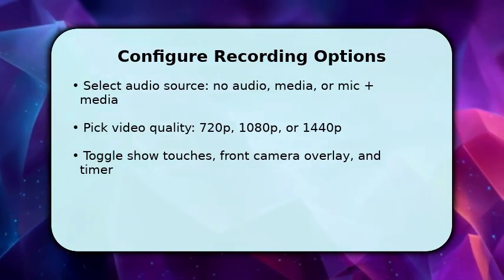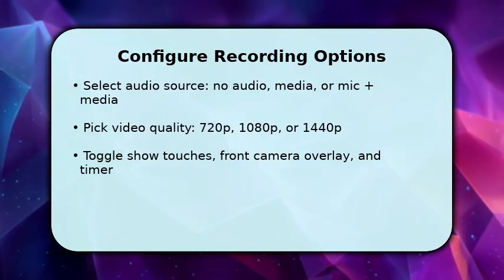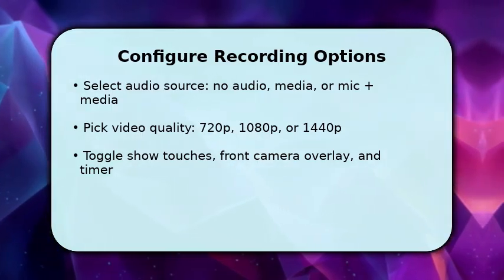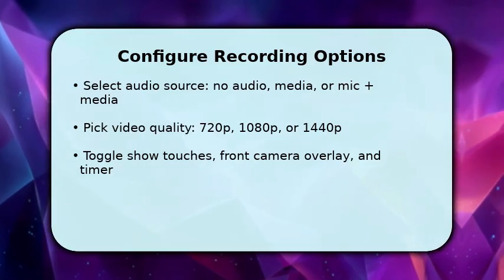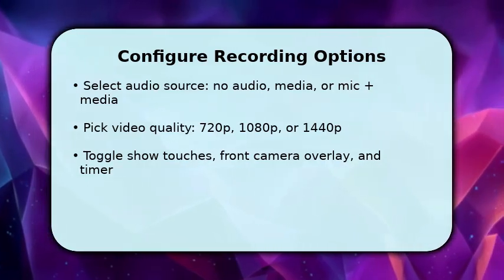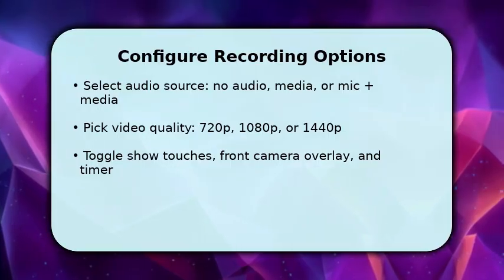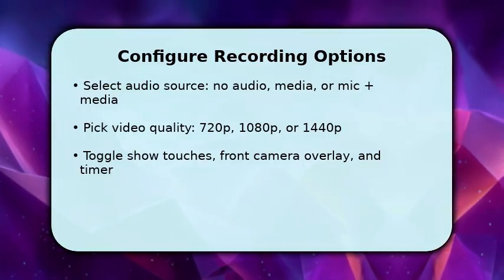Tap the settings icon in the recorder pop-up and choose audio. Select mic for narration or media for system sound. Choose both if you need them. Next, pick resolution and frame rate. Higher settings give clearer video but use more storage.